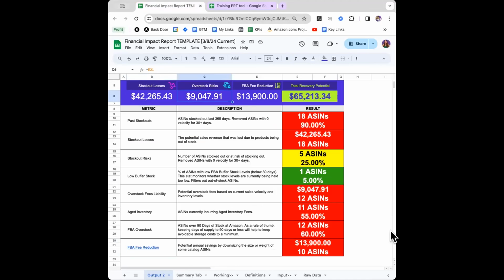Somebody asked if the audit is also applicable for products that are oversized. I think it's for everything, right? For oversized, we can't run the FBA fee reduction, but I believe we're running everything else. Perfect. Yeah, we're working on that for the fee reduction.